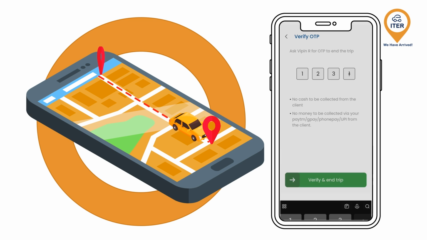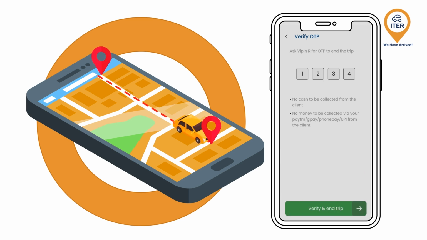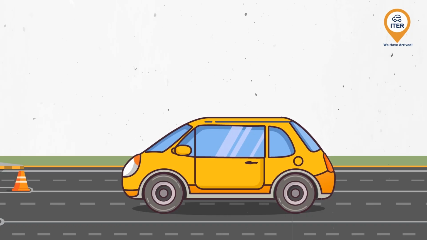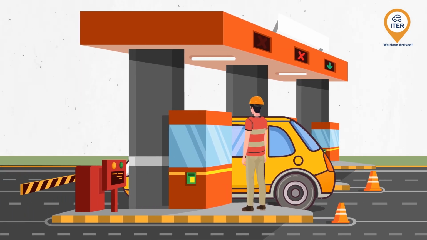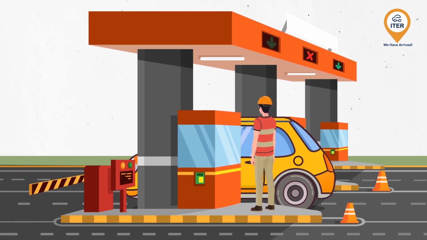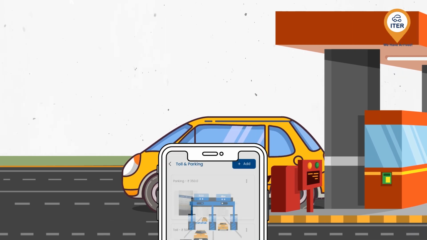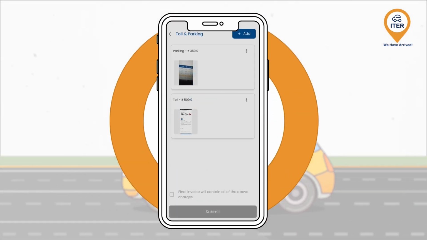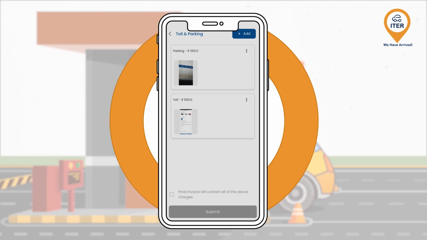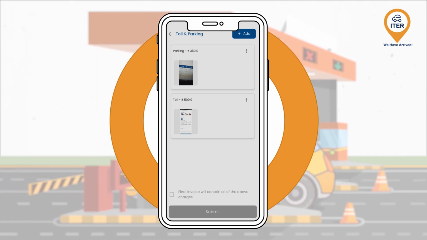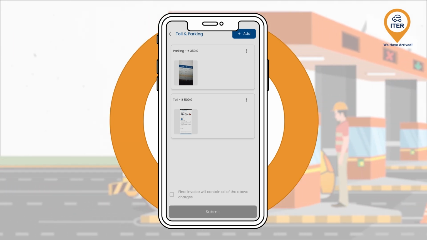Driver can end the trip by entering the trip end OTP provided by the customer. Post this, the driver has to upload the toll and parking slips along with entering the details on the app. Driver can upload multiple toll and parking slips in the toll and parking option. He can also do this during his break before the guest is finally dropped.